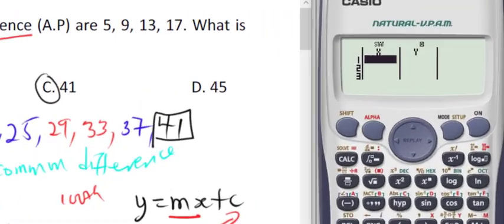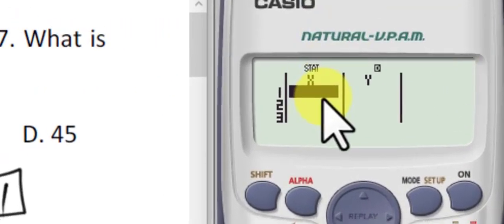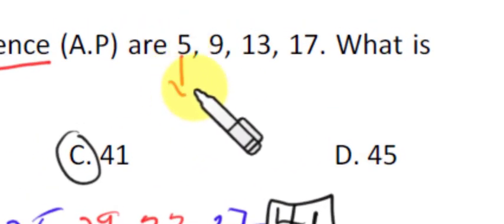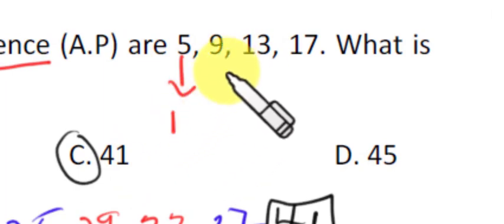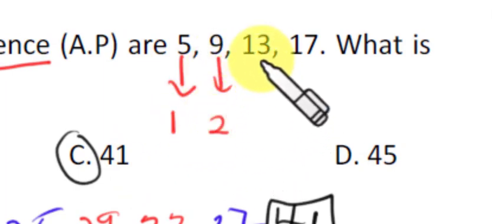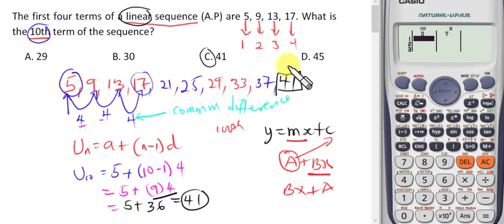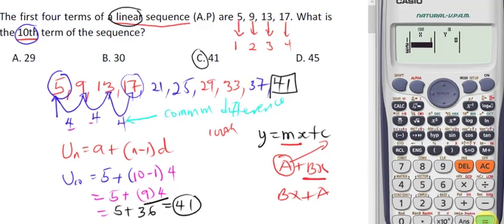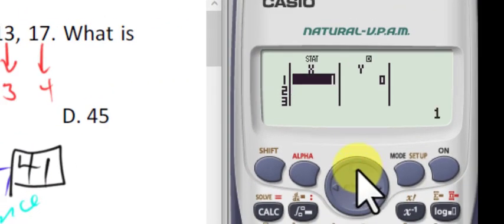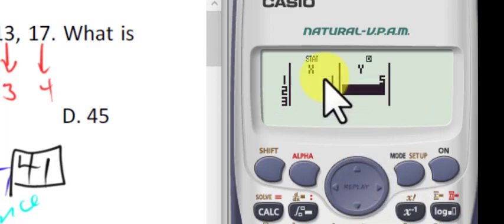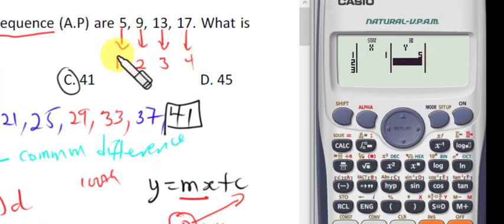So press 2. Alright, so you have 2 columns here, and the X column is for where the term falls. For example, the 5 is the first term, 9 is the second term, 13 is the third term, and 17 is the fourth term. So if I press 1 here for the X, I press on the equal sign, I will come to the Y column against the 1, and I'll press 5. Now what this means is that the first term is 5, and of course from the sequence the first term is 5.